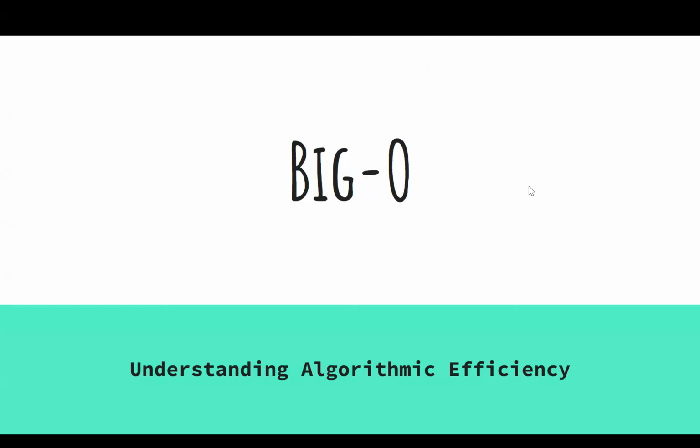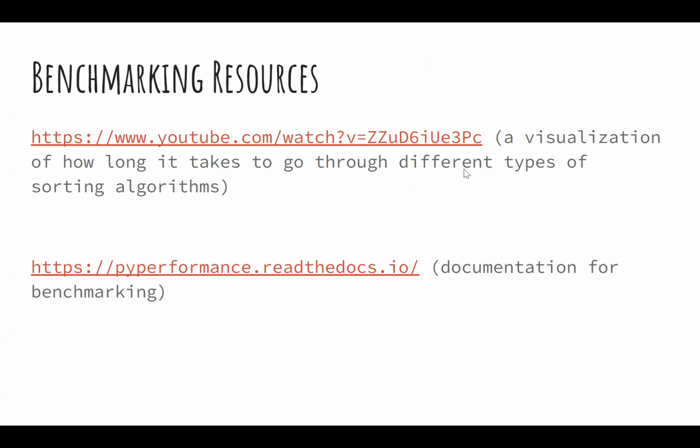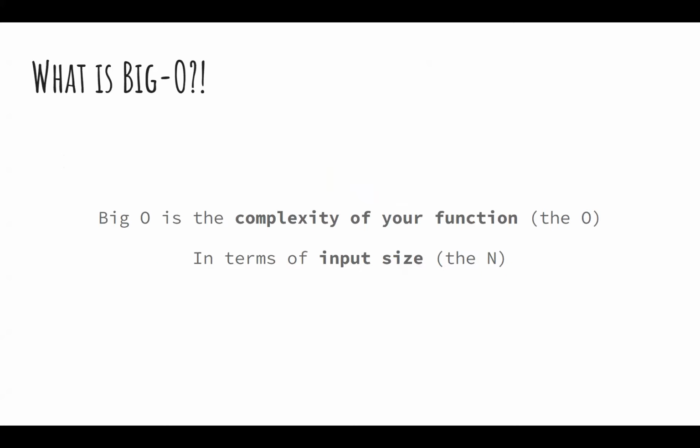Okay, so today we're going to be talking about big O notation, which is basically a nice, simple way to understand algorithmic efficiency. So here are some resources that you guys can use later on if you want to learn more. But to start off, what exactly is big O notation?